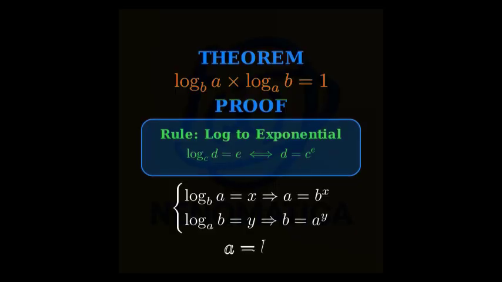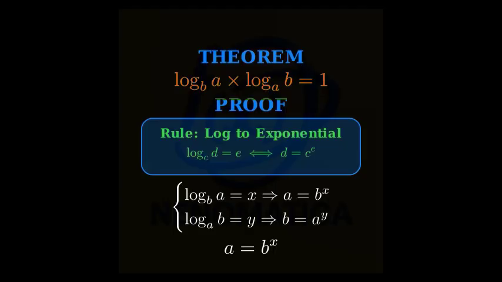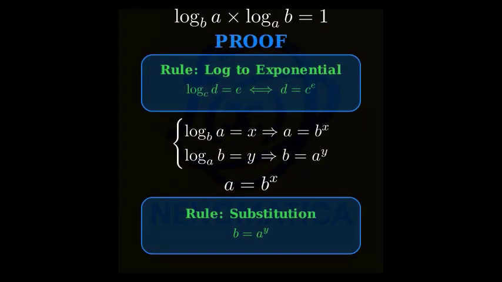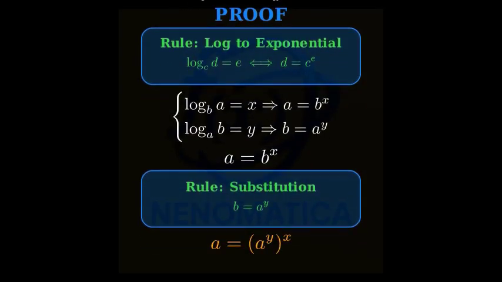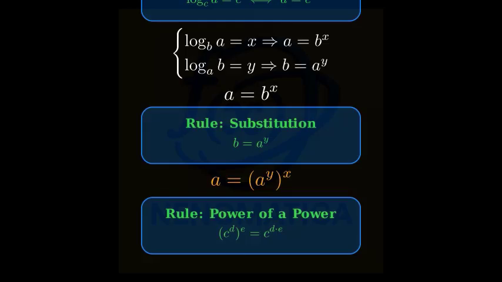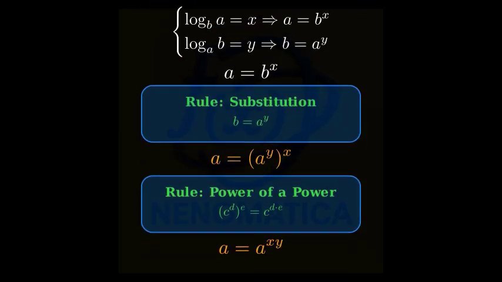Step 2. Start from a equals b to the x. Step 3. Substitute the second relation, b equals a to the y, into the first. So a equals the quantity a to the y all raised to the x. Step 4. Apply the power of a power rule. We get a equals a to the xy.